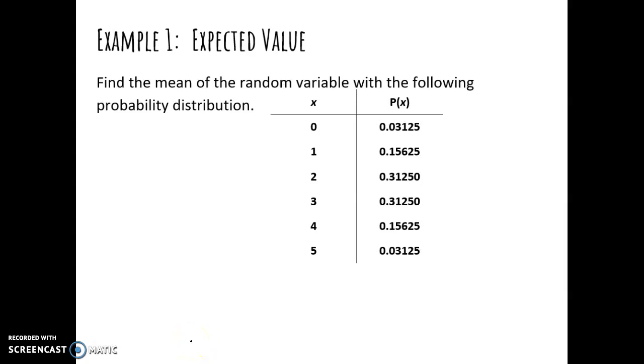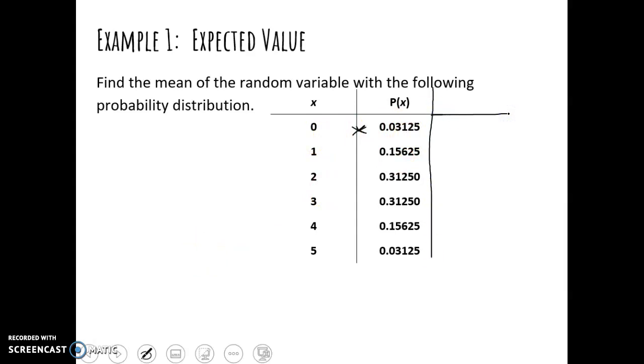So let's look at this example for expected value. Find the mean of the random variable with the following probability distribution. So what we are going to do is multiply each of the random variables times their corresponding p of x.